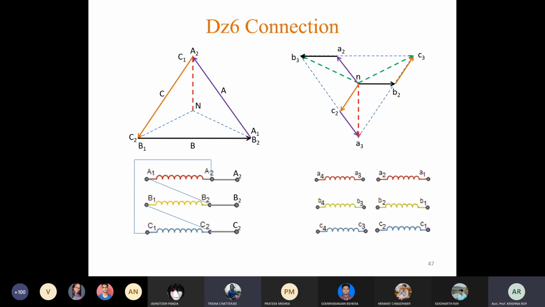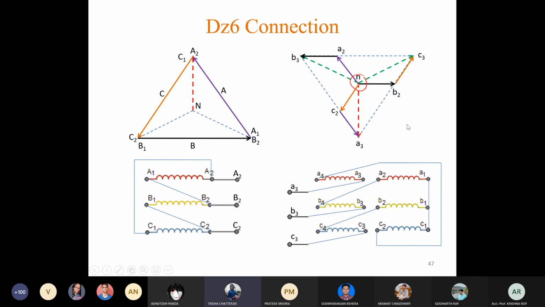In the secondary side, all the one terminals are shorted, and then from the two terminals the four terminals are shorted. So A2 B4, B2 C4, C2 A4, and then outputs are taken from all the three terminals. Clear?